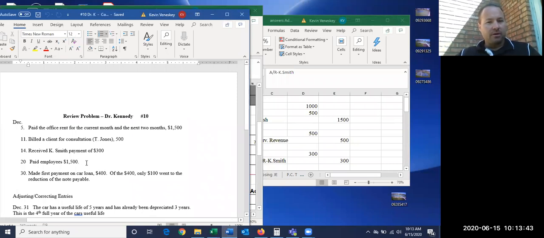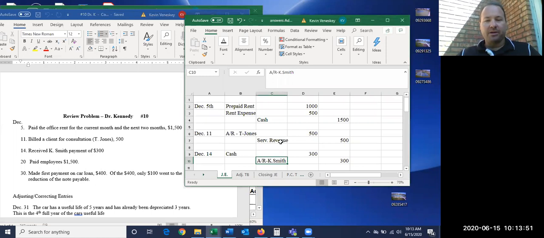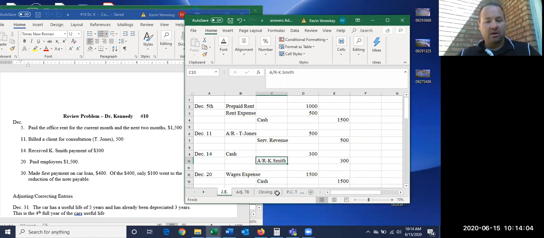Okay, so these are still review from last week, so that's why I'm going through these a little bit quicker. Paid employees $1,500, so our employees worked. We got the benefit of them working. So that's our wages expense. And then I'm going to credit the cash because I actually paid them. So what we got, our employees working. Why did they work? For money.